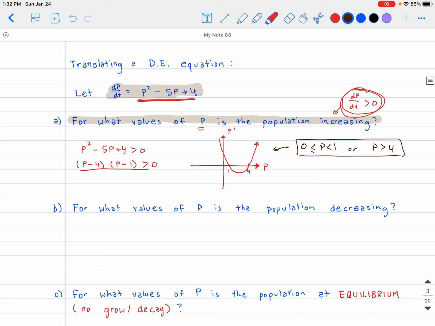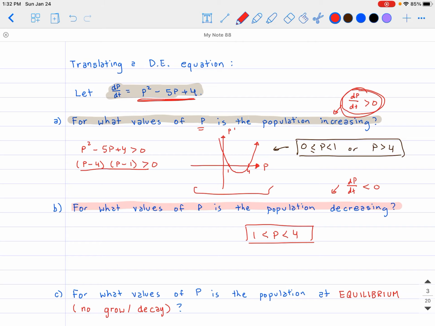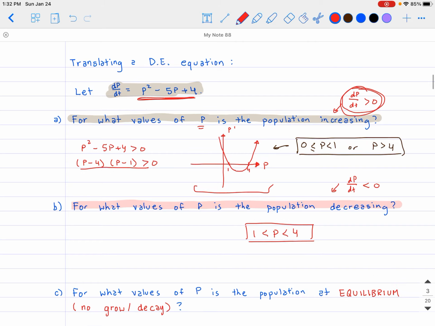Now, for the second one, it's kind of the same deal. We can actually work off of the previous one. For what values of p is the population decreasing? Well, translating it just like before, I'm looking for where dp/dt is going to be less than 0. You can see it again from the graph that I have right here. That is going to be between 1 and 4, and we're going to exclude those endpoints. Notice again, we don't actually have to solve the differential equation. We can just translate it as best to our knowledge.